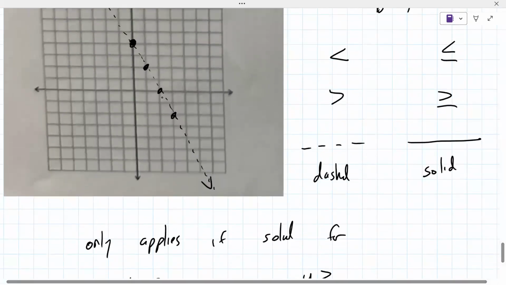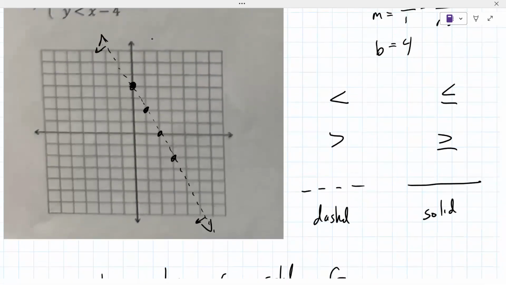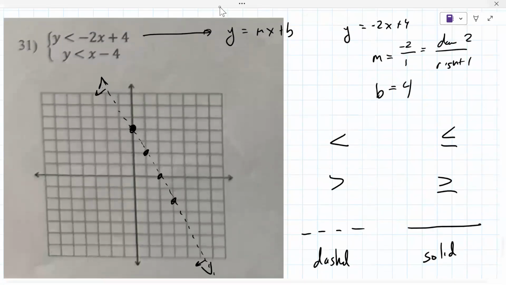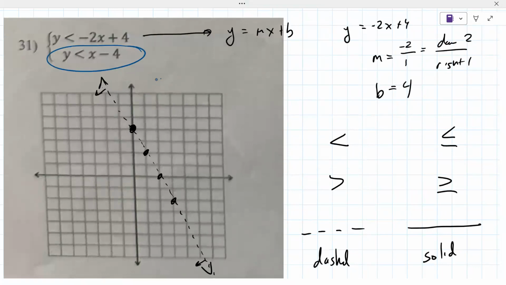Now, what I would recommend is just putting little arrows to show that you're shading below for the moment, and then we'll do the other one. I'll do that in a different color here. All right. So what is the slope and the b value of this one? The slope is just 1, 1/1, and the b value is -4.